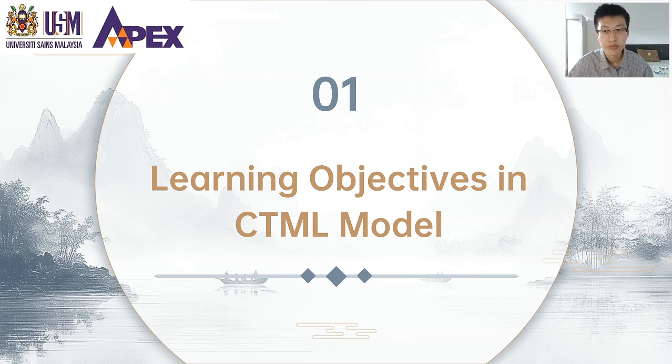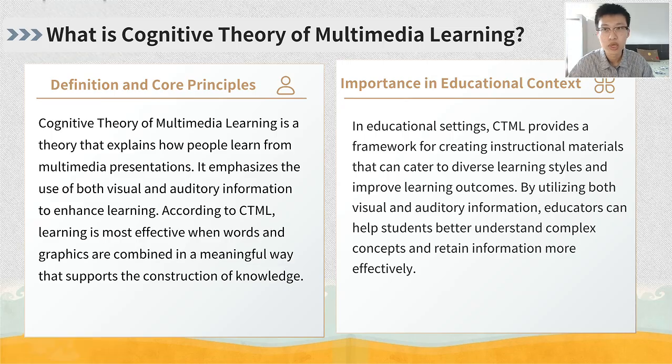The first chapter, Learning Objectives in CTML Model. What is the cognitive theory of multimedia learning? Definition and core principles. Cognitive theory of multimedia learning is a theory that explains how people learn from multimedia presentations. It emphasizes the use of both visual and auditory information to enhance learning.